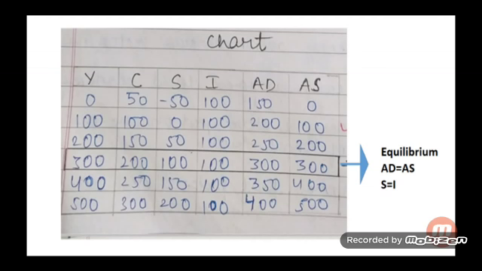Aggregate demand and aggregate supply we have calculated. Aggregate demand is C plus I and aggregate supply is C plus S. We can see here when the income is 300, at this point saving is 100 and investment is also 100. Means this is an equilibrium point. I hope it is clear, because in the saving and investment approach, the point where saving is equal to investment is the equilibrium point.